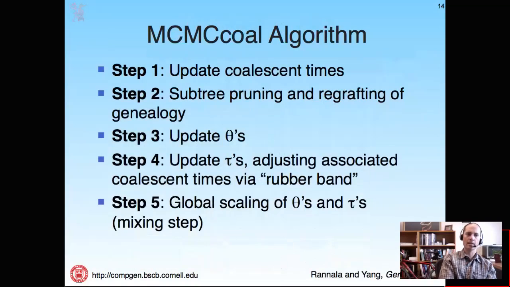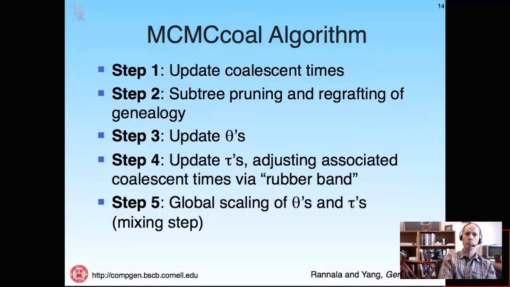Just a few quick notes about what has to be done to make this work. Here's a sketch of the MCMCcoal algorithm published by Bernala and Yang in 2003. It basically goes back and forth between steps that update the locus-specific genealogies, such as steps 1 and 2 here, and steps that update the population level parameters, steps 3 and 4 here. And then it has a step that does some global scaling of all of the theta and tau parameters that is designed to cause the sampler to mix better for reasons that I won't go into.